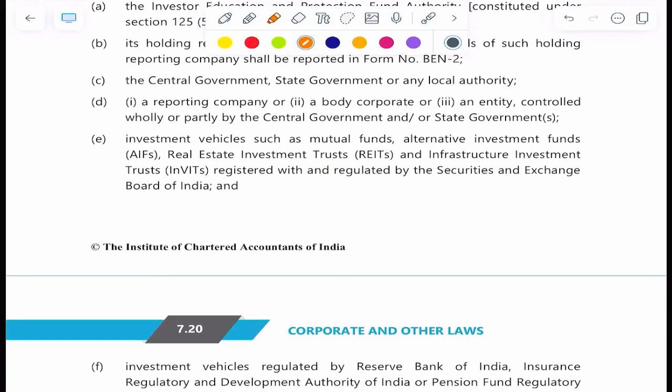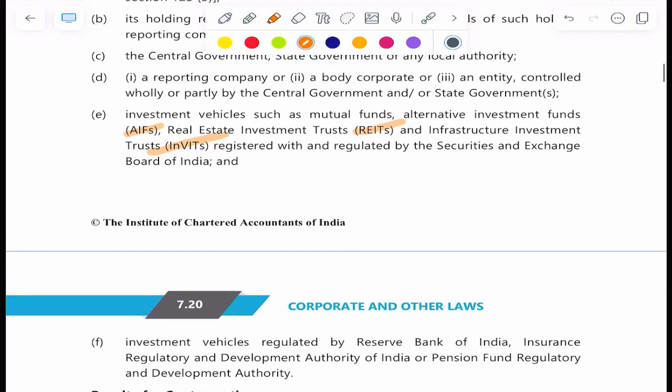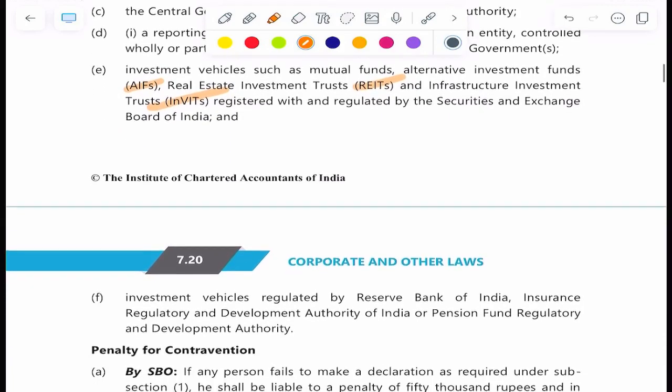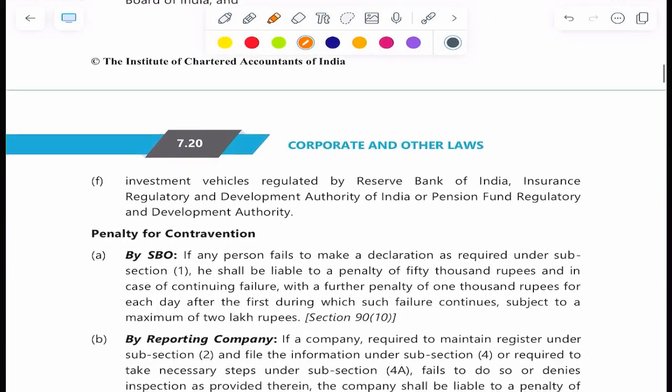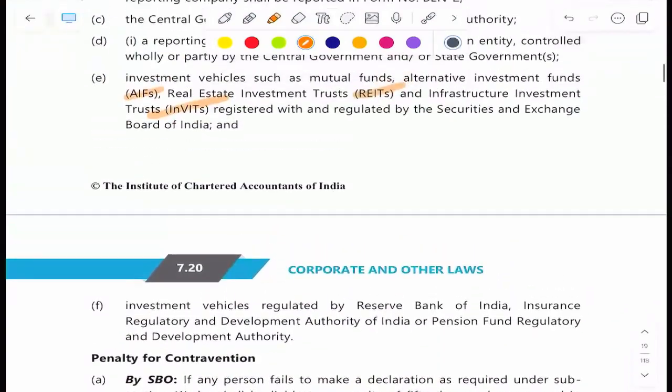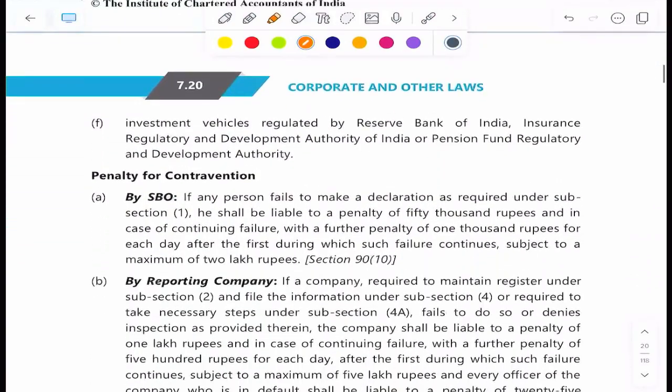The central government, state government, or any local authority; a reporting company or a body corporate or an entity controlled wholly or partly by the central government and/or state government; investment vehicles such as mutual funds, alternative investment funds, real estate investment trusts, and infrastructure investment trusts registered with and regulated by the Securities and Exchange Board of India; an investment vehicle regulated by RBI, the Insurance Regulatory and Development Authority of India, or the Pension Fund Regulatory and Development Authority.